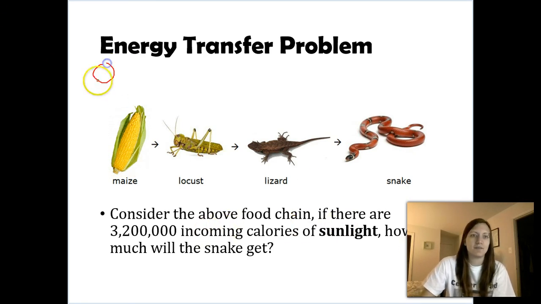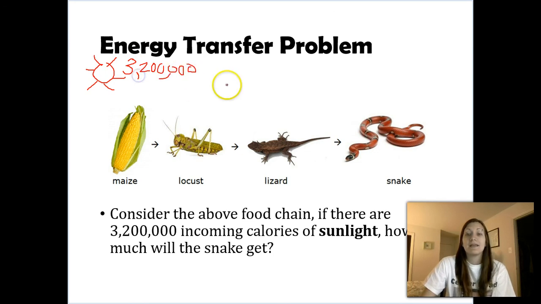So I'm going to draw the sun up here. So we have the sun. It is the sun that has these 3,200,000 calories. Now remember that 10% rule also applies from sunlight to those producers. So that means this corn is getting 320,000 calories.